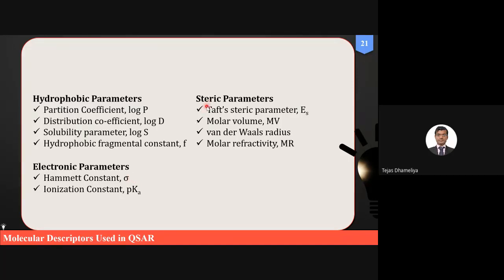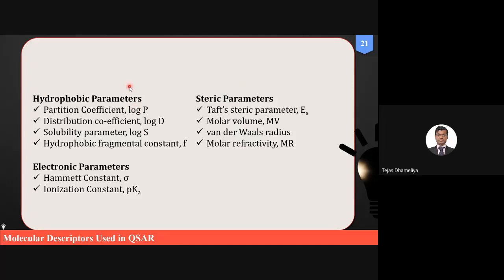Steric parameters. These are the steric parameters: molar refractivity, van der Waals radius, molar volume, and the Taft parameter. This is an important parameter devised by the scientist Taft, and from his name this parameter is popular as Taft's steric parameter. We will also visit Taft's steric parameter, how it is calculated, what the formula is, so that we will see. And all these are hydrophobic parameters.